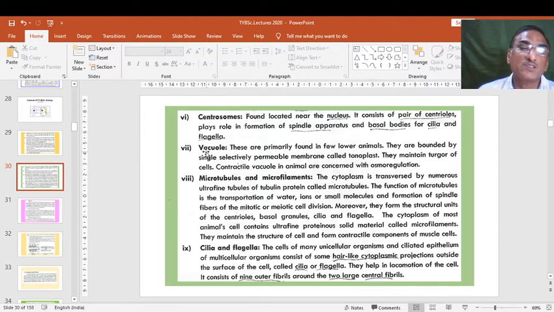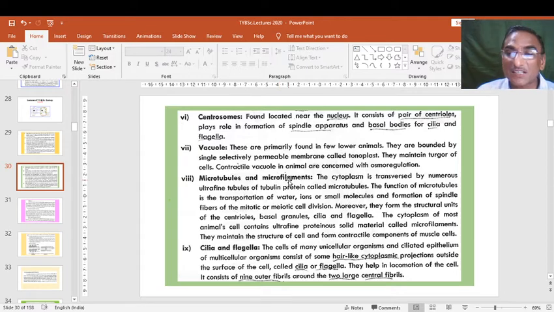The vacuoles are generally formed by cell organelles in cells such as ribosomes or lysosomes or RER or Golgi bodies. These are all related to each other, and the endoplasmic reticulum is responsible for the formation of different other organelles. Eighth is microtubules and microfilaments.